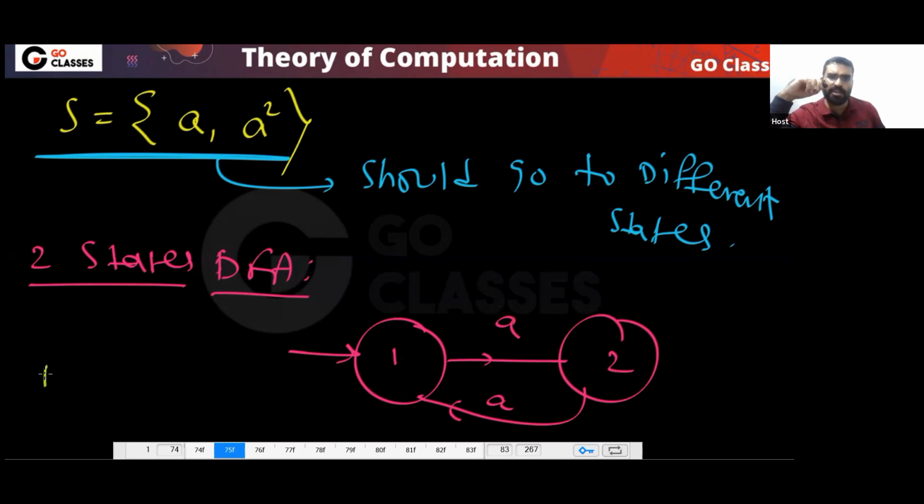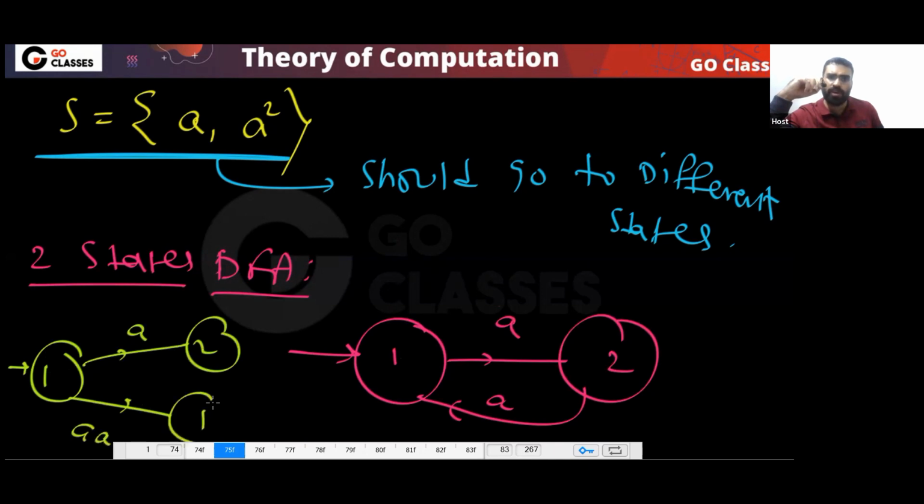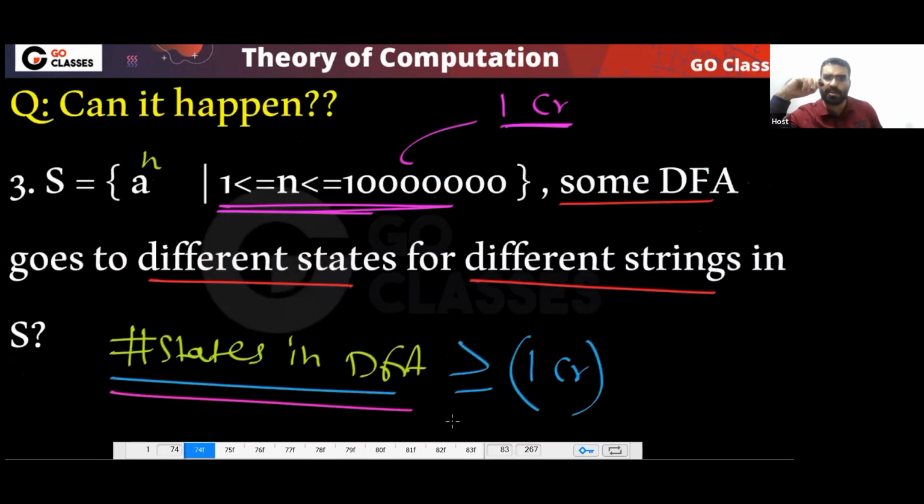You can notice from the initial state, on A you will go to state 2, and on double A you will go to state 1. So you are going to different states. So I can say that 1 crore states is enough. So I can say the number of states in the DFA must be greater than or equal to 1 crore. It should happen, correct or not?